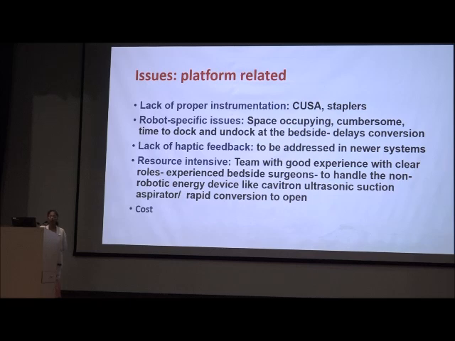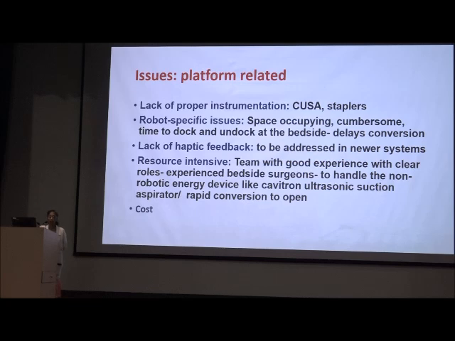The third issue with the robotic platform is a lack of haptic feedback. So what is haptic feedback? If you talk about open surgery, you can touch the tissues, you can feel the tissues. This is not there in laparoscopy. But still, you do have a feel of the tissue through the instrument. You can make out your tissue is soft, hard, friable. When you tie a knot, you can adjust the strength of the knot, the pull on the instrument.